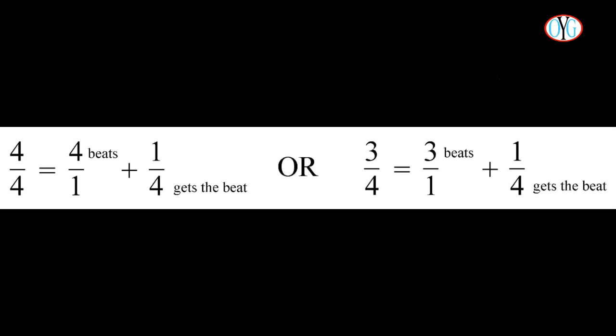1, 2, 3, 4. So in music, it's 4 beats. 1, 2, 3, 4. Plus 1 over 4. What does that look like? 1 quarter, right? So exactly. Quarter note gets the beat. Now, on the right, you see 3 over 4. That equals 3 over 1, so we have 3 beats plus 1 over 4. The quarter note gets the beat. Yeah, it's that easy.